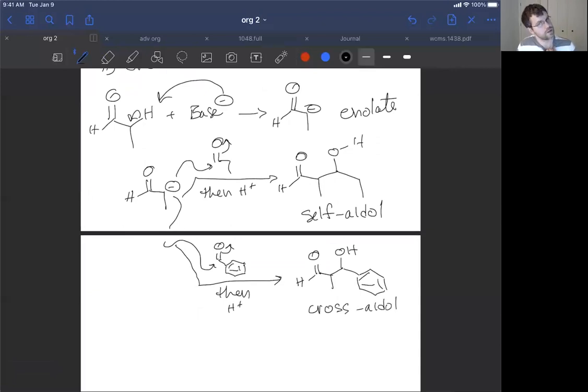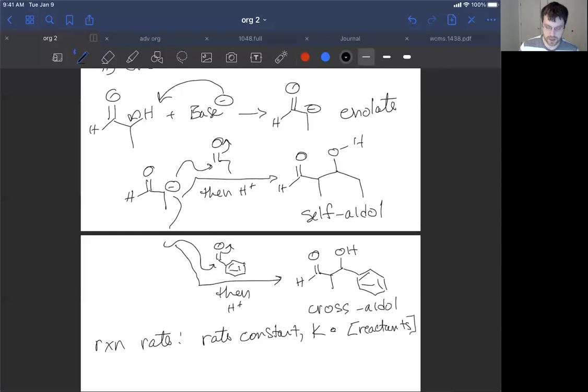Okay, so here's the thing. First of all, let's recall this. What is the reaction rate? The reaction rate is a rate constant, k, times the concentration of the reactants involved in the rate determining step. For an aldol reaction, the rate determining step is that carbon-carbon bond forming, that big deal reaction. Forming the enolate is pretty fast if you want it to be, and doing the final deprotonation at the end is really fast. So it's that step in the middle where we do all the action, we form the carbon-carbon bond. That's the rate determining step.